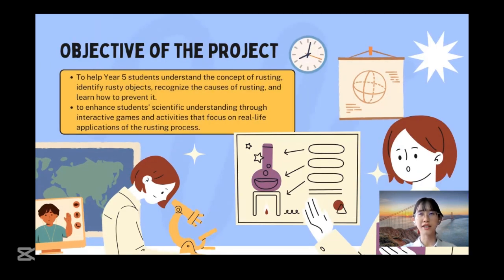Okay, then the objectives of the project. There are two objectives. The first one is to help Year 5 students to understand the concept of rusting, identify rusty objects, recognize the causes of rusting, and also learn how to prevent rusting. The second objective is to enhance students' scientific understanding through interactive games and activities that focus on real-life application of the rusting process.